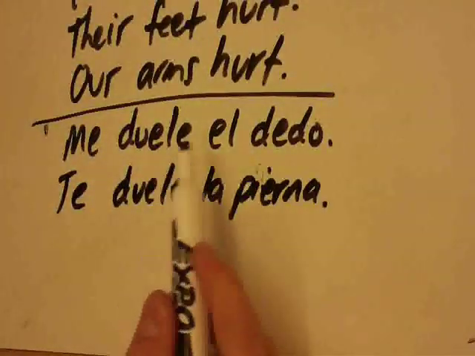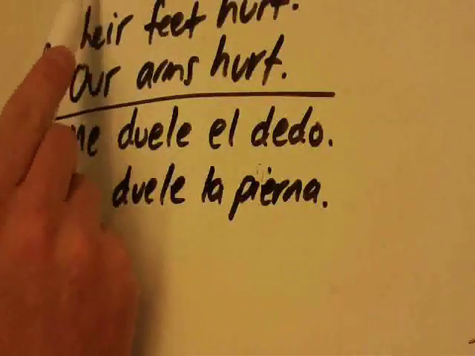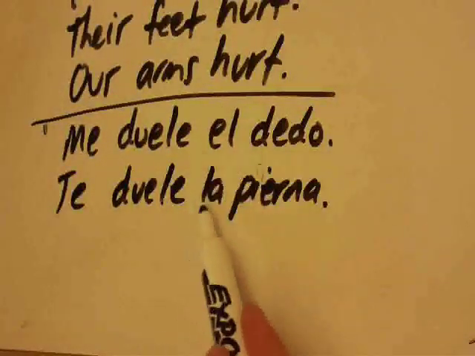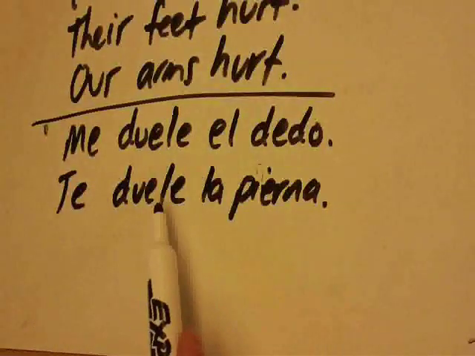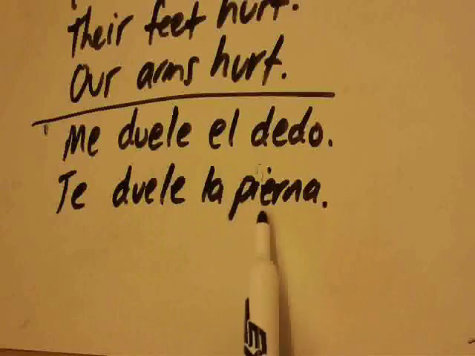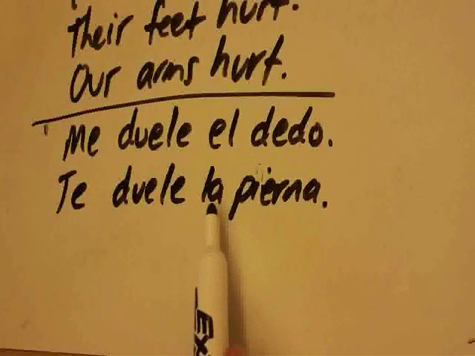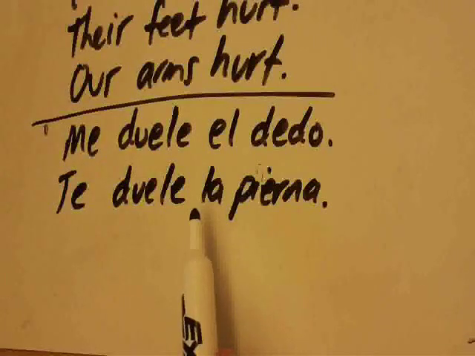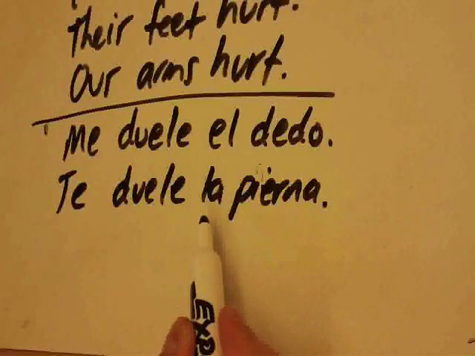I want to point something out before I move on here. You'll notice that in English I say your leg hurts, using the possessive adjective your. I don't have a possessive adjective in Spanish because it's not necessary. If I say te duele la pierna, I know that it's your leg that's causing you the pain, so I don't need to specify whose leg it is. It's not Bob's leg over there that's causing you pain, it's just your own leg.